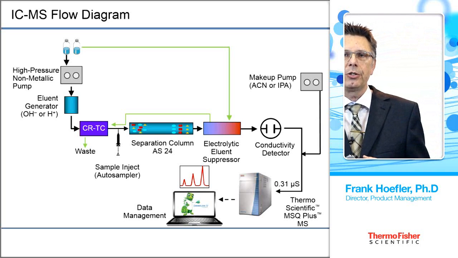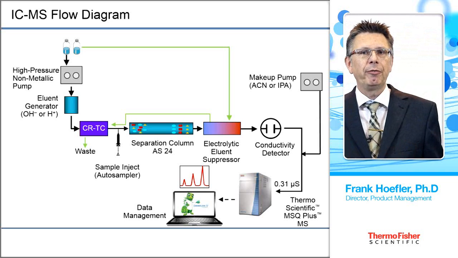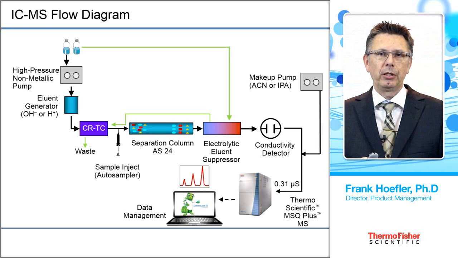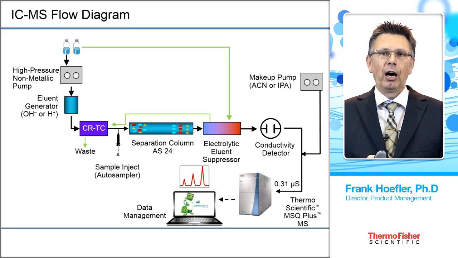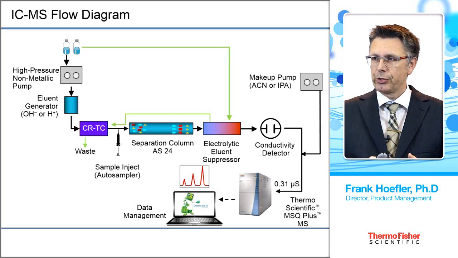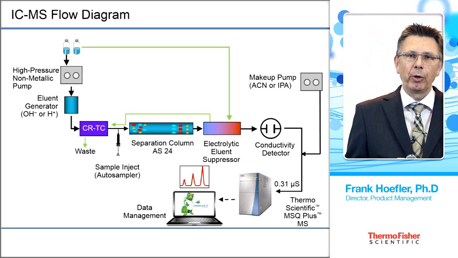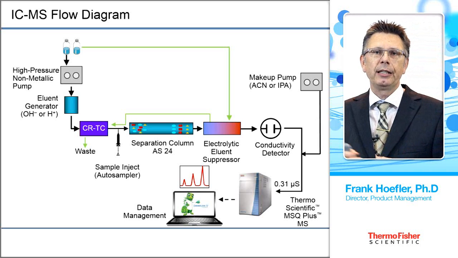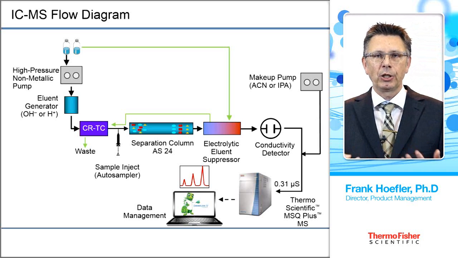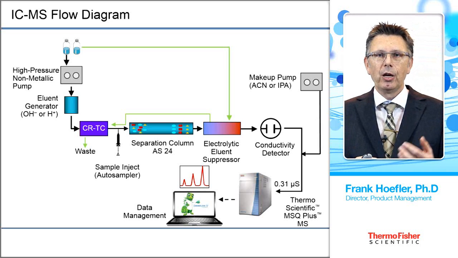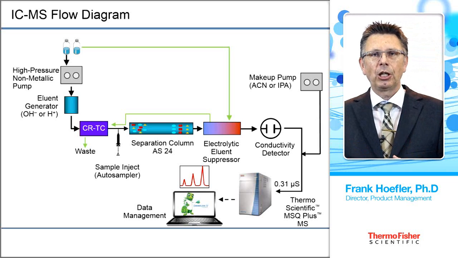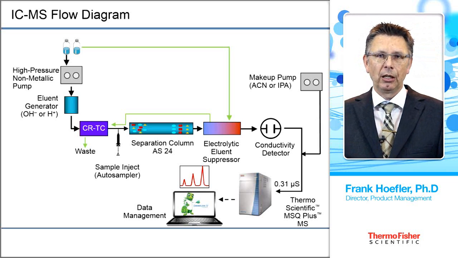Afterwards, we are using a continuously regenerated trap column which purifies the eluent before it goes into the injection valve where we are injecting our sample. We can either use manual injection using a syringe or an autosampler for high sample loads. After the injector, we pump the samples with the eluent through our separator column, separating the ions according to their charge and to their molecular mass. So the small singly charged ions are typically eluting first, and the multiply charged larger ions are typically eluting last.